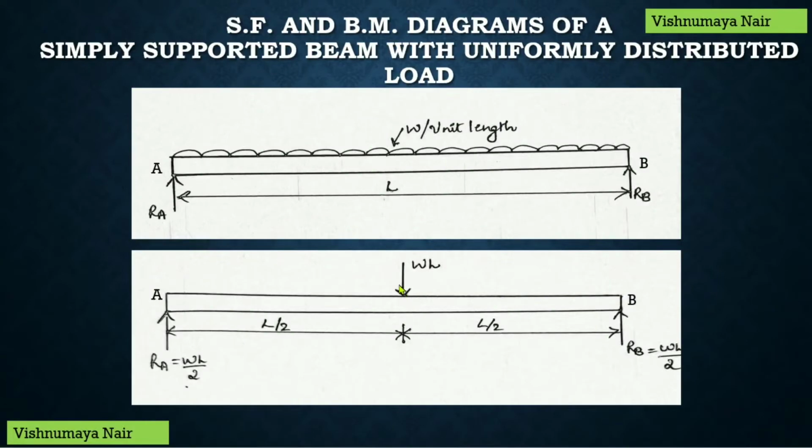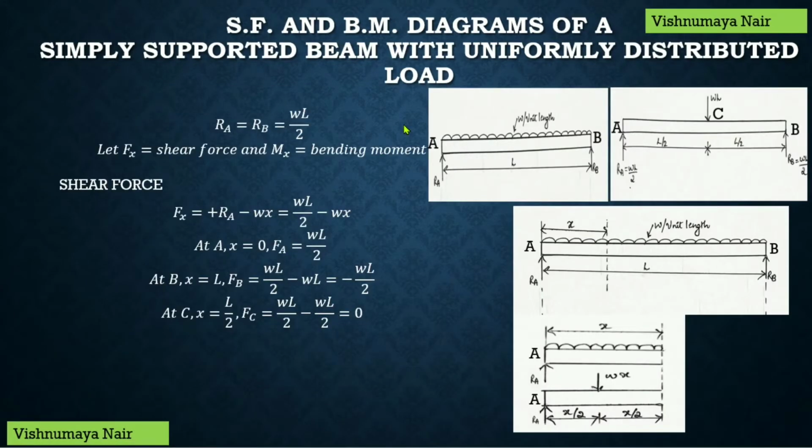So, this WL, that is this point load, will be acting at a distance of L by 2 from both the ends of the beam. Now, due to this point load WL acting at the center of the beam, we'll have reactions RA equal to RB equal to WL by 2 in order to resist or support this externally applied point load.